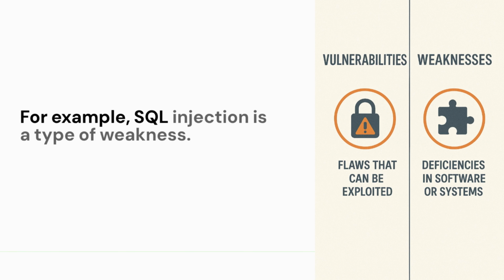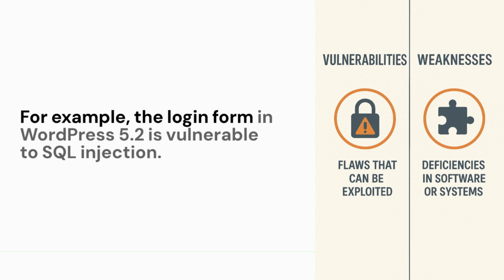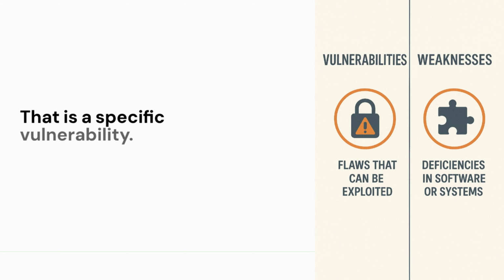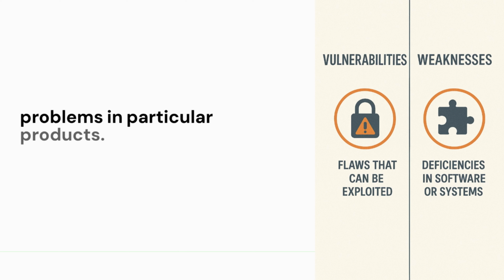For example, SQL injection is a type of weakness. A vulnerability is a specific instance of a weakness in a particular product or system. For example, the login form in WordPress 5.2 is vulnerable to SQL injection. That is a specific vulnerability. So CWE catalogs the types of problems that can exist, not specific instances of those problems in particular products.